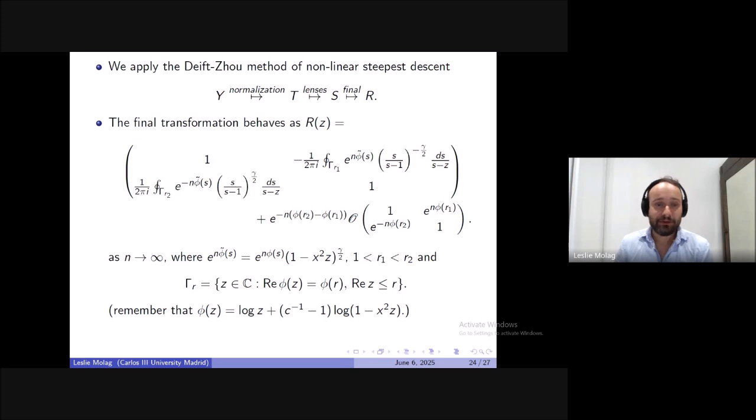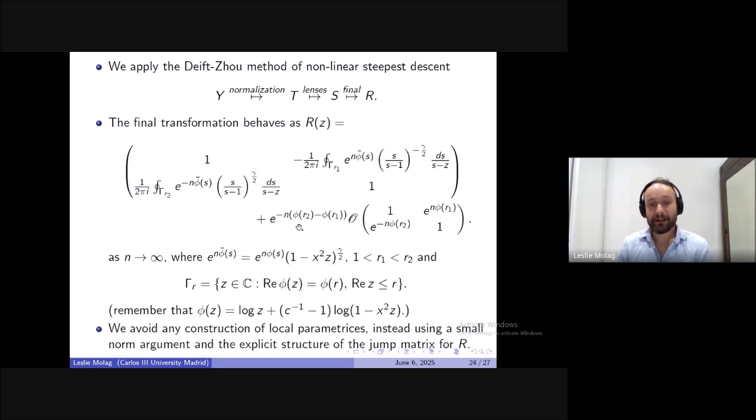And well, for the few experts, maybe I would mention that we somehow are able to avoid having to construct any local parametrices. So instead, we have some small norm argument where we use the explicit structure of the jump matrix of R and are able to find this result here.